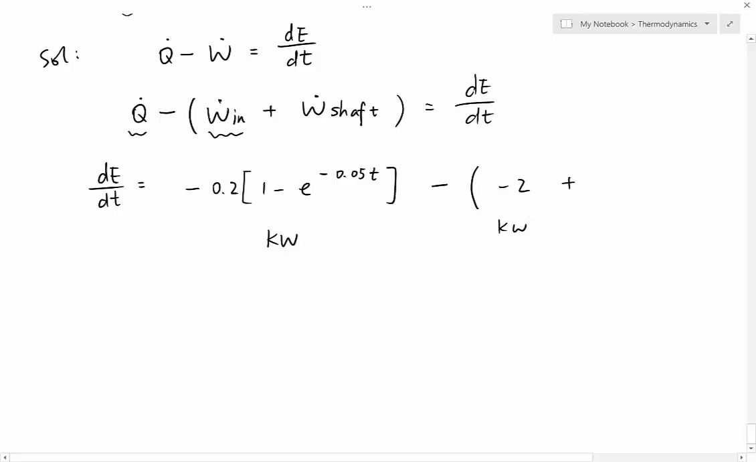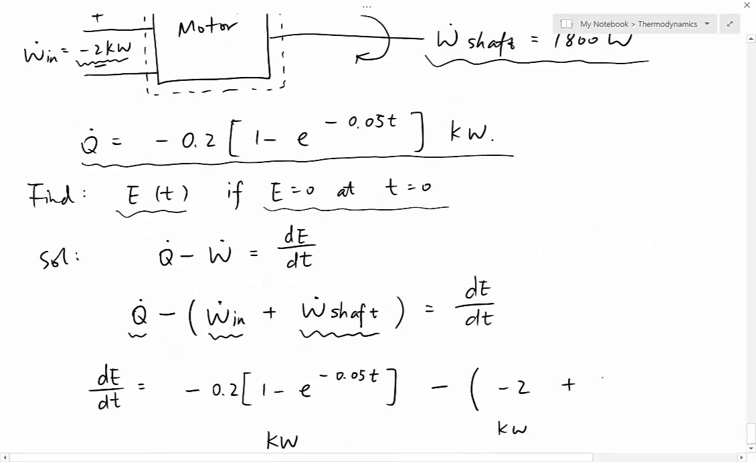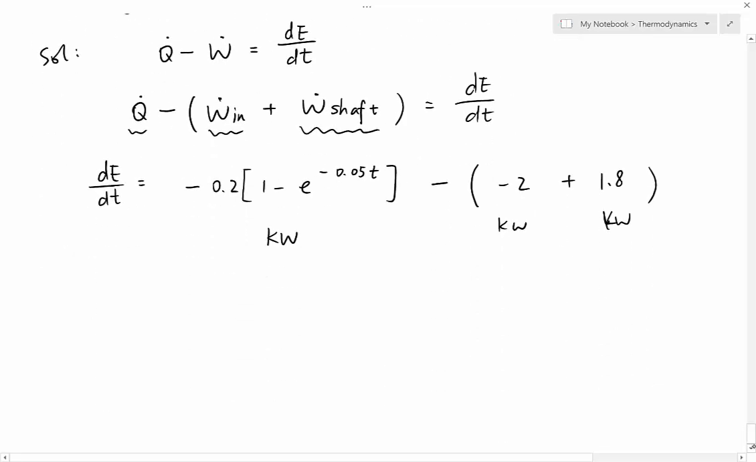And plus the third one, W dot shaft. What is W dot shaft? W dot shaft is given 1,800 watts. So what we need to do is convert watts to kilowatts, so everything on the right-hand side has the same unit. You can choose to use watts too, as long as every term has the same unit, then you're okay.